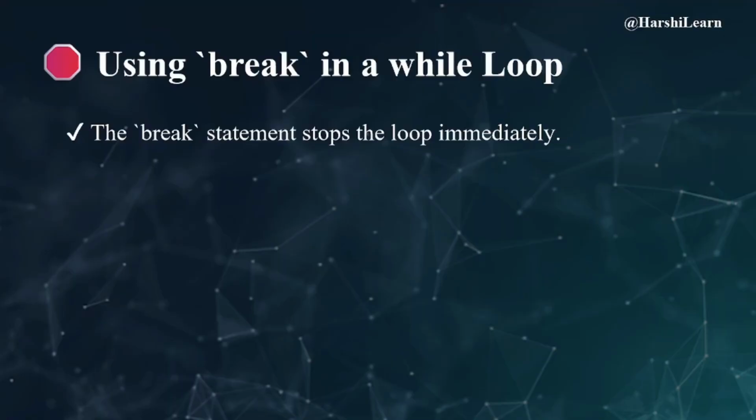Now, let's learn about the break statement in a while loop and how it helps us to stop the loop immediately when the condition is met. The break statement is used inside loops like while, for or do while to immediately exit the loop. Once the break is executed, the program stops looping and moves to the next code after the loop. Okay, let's see this with an example.